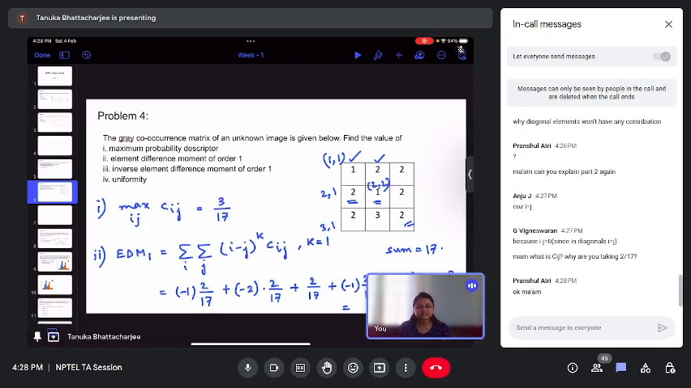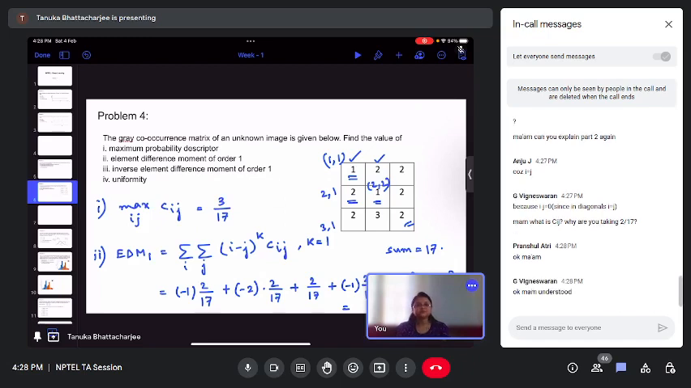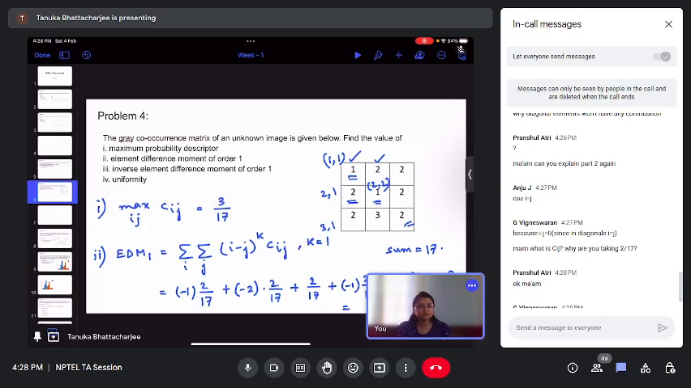Vigneshwaran, Cij is basically the normalized values of this matrix. So, the first entry of this matrix is 1, but while computing these features we take the normalized matrix. So, you will have to divide each element by the sum of all elements of this matrix. If you sum up all the elements here, that is 17. So, each element I am dividing by the sum to get the normalized matrix. Cij denotes those normalized elements.